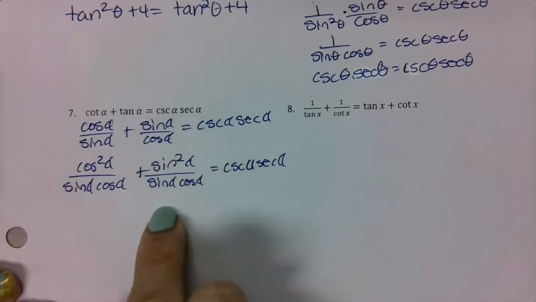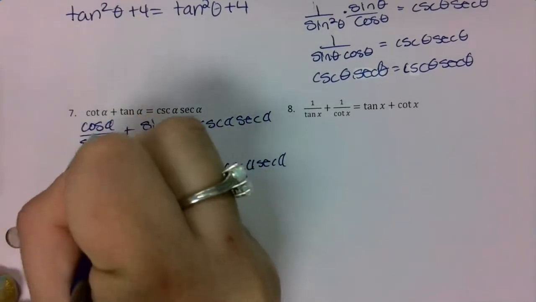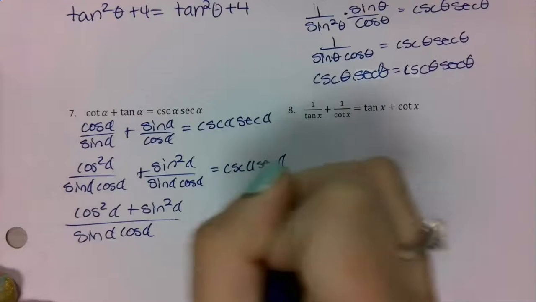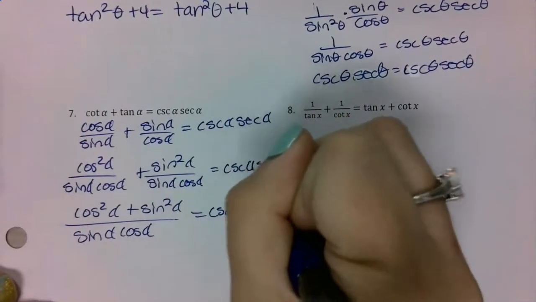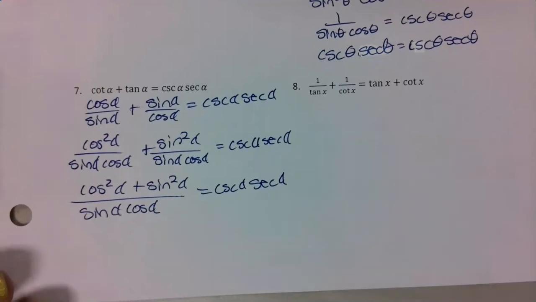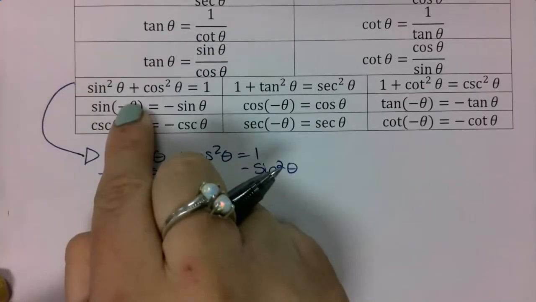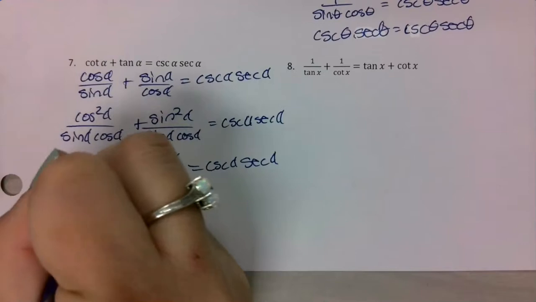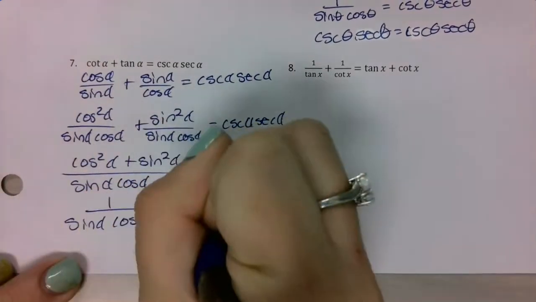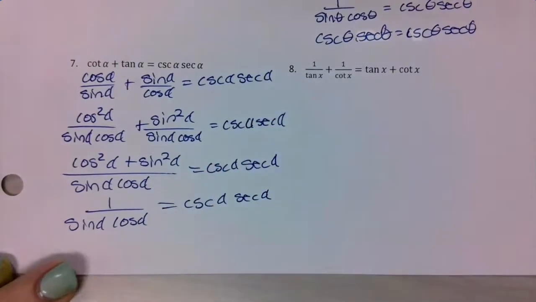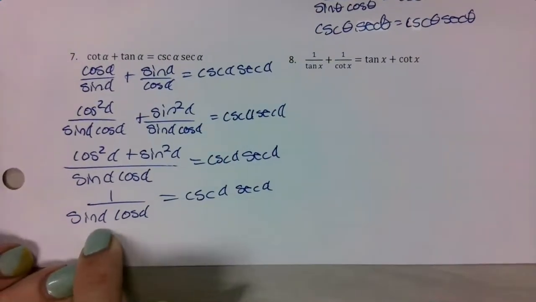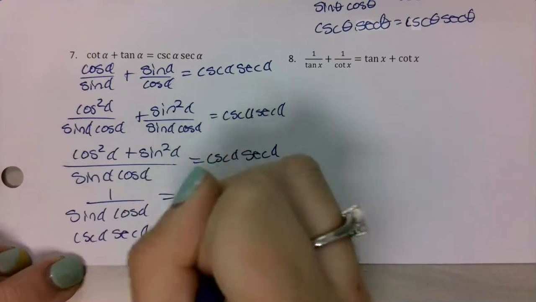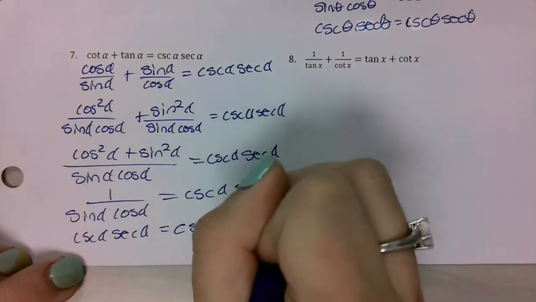Then I can add these two fractions together since they have the same denominator. That is going to give me cosine squared alpha plus sine squared alpha over sine alpha cosine alpha, still equaling cosecant secant. Then using my Pythagorean identities, I can have sine squared plus cosine squared equals 1. So I can replace that numerator and turn it into a 1. That is going to give me 1 over sine alpha cosine alpha equals cosecant secant. Then I just need to rewrite these using my reciprocal identities. Sine goes to cosecant. Cosine goes to secant. And my right side stays the same. And they match, so I am done here.